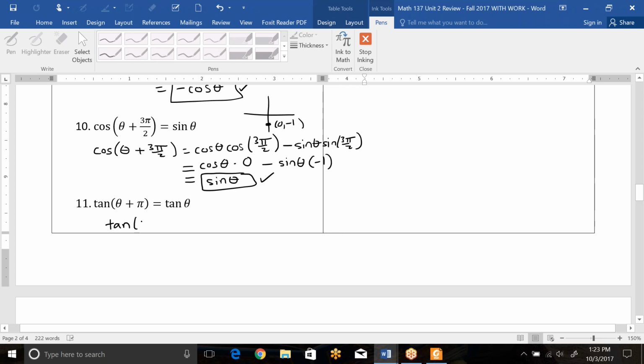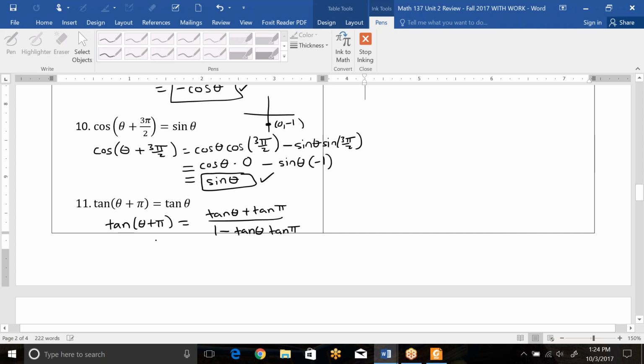Tangent's formula is a little bit harder. Remember, it stays exactly as it is on top, where we keep the sign. So it would be tan theta plus tan of pi, over 1 minus the two tans together. Now the bottom will always be the opposite sign of whatever's on top. So if this had been a minus, this would have been a plus down here.